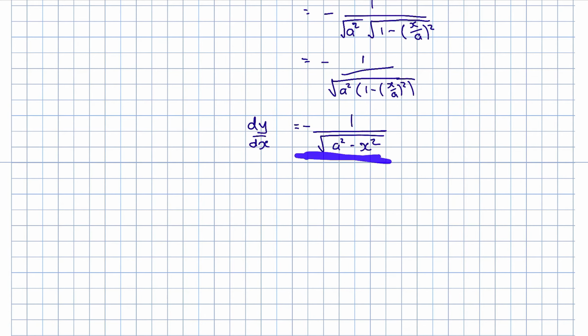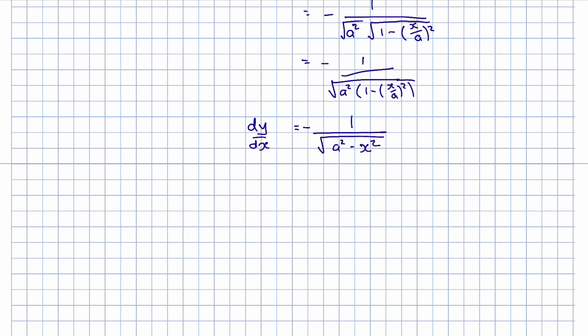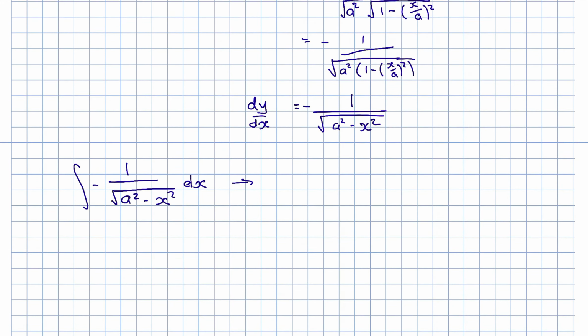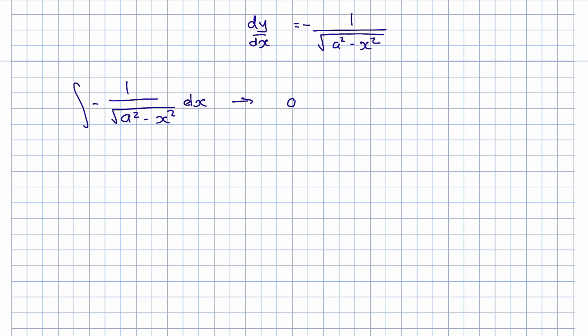Because if that's the derivative, then if we find, let's go over here, so if we find the integral of negative 1 over square root of A squared take x squared dx, then that must give us y, okay, because we're going the other way. Well, y is equal to the arc cosine of x on A. So it equals the arc cosine of x over A, remembering that we also need to do that plus c.